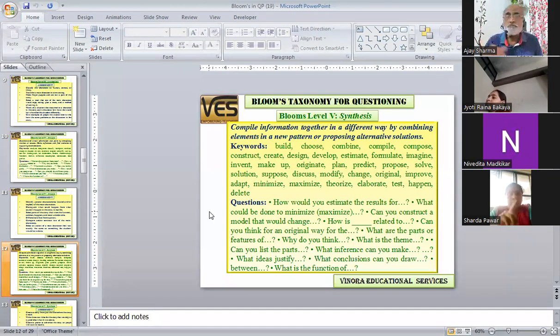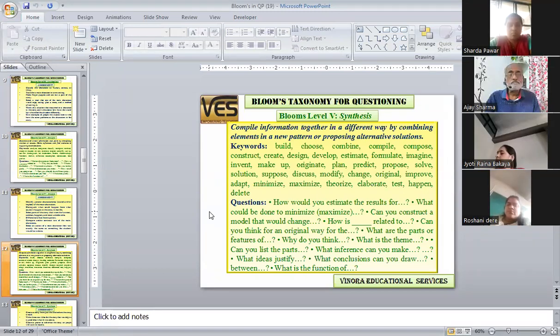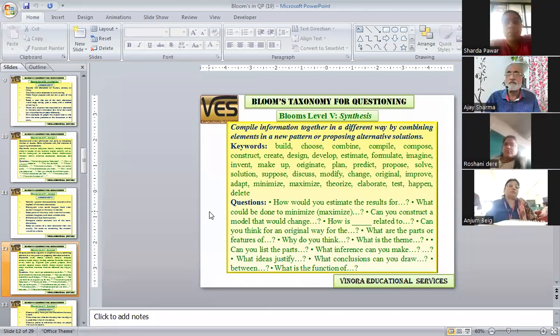So suppose or discuss, modify or change. So these are the keywords. And now what type of questions you will do? Yes, Sharda ji, boliye. Unmute yourself and speak it out.